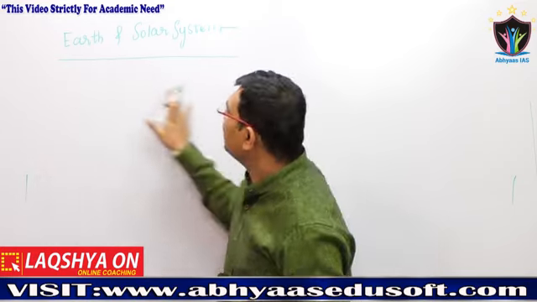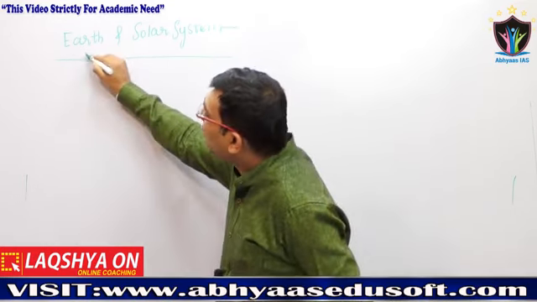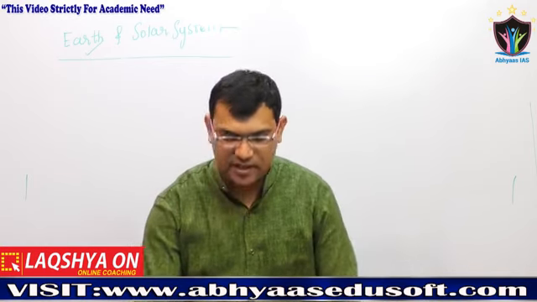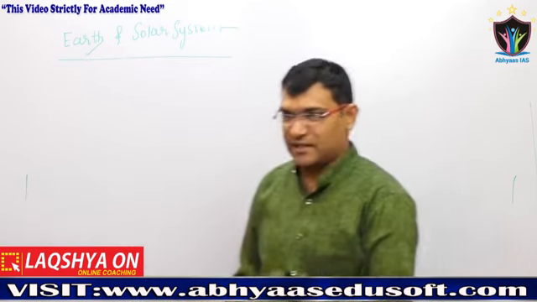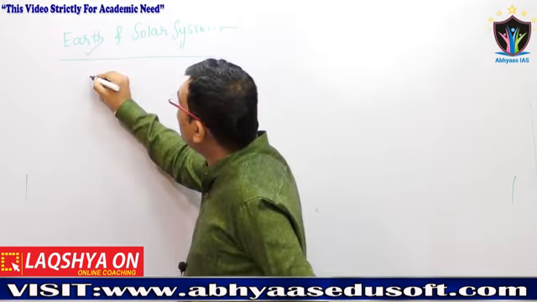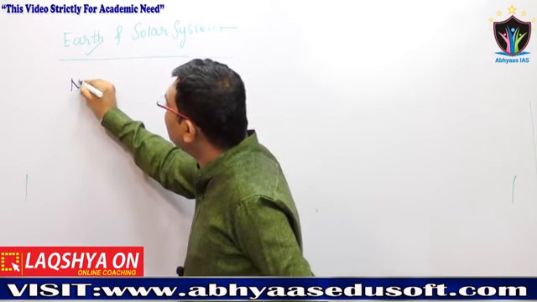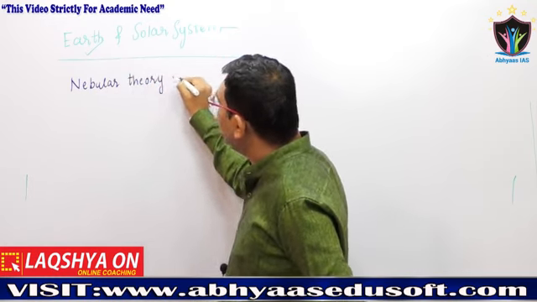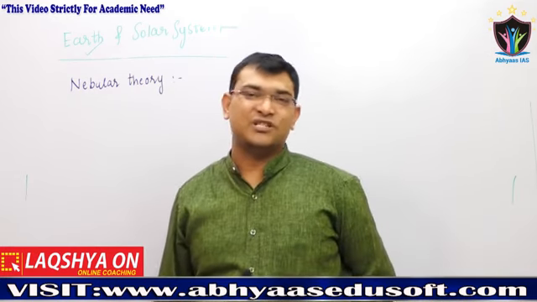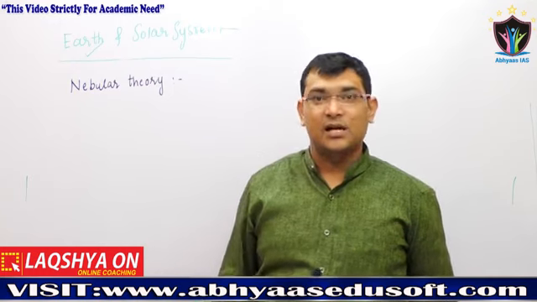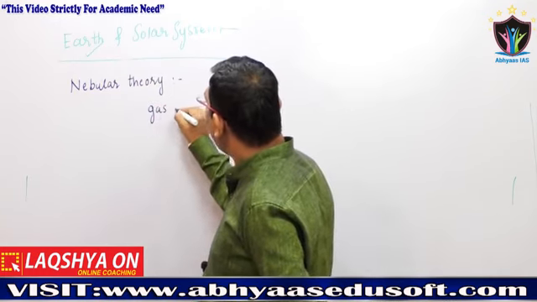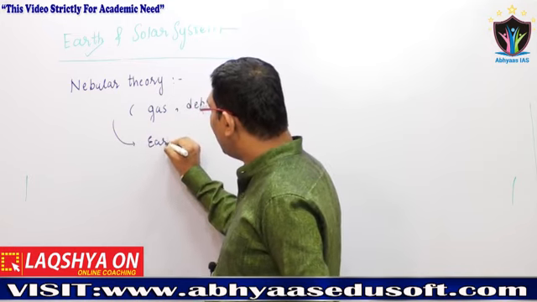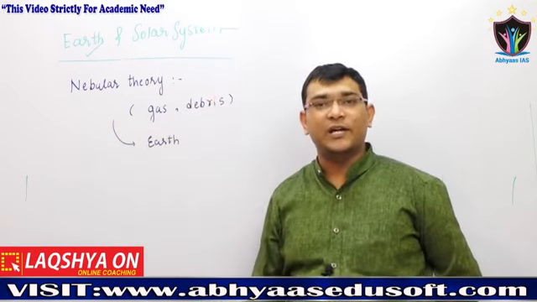The first one is about your earth. How does the earth form? What are the major theories? There are a number of theories about how the formation of earth took place. The first one about the earth is the nebular theory. The nebular theory says that on the new formation of the sun there was a gigantic gas and debris. Through this gas and debris, your earth has evolved. This is how the earth was formed, the nebular theory.